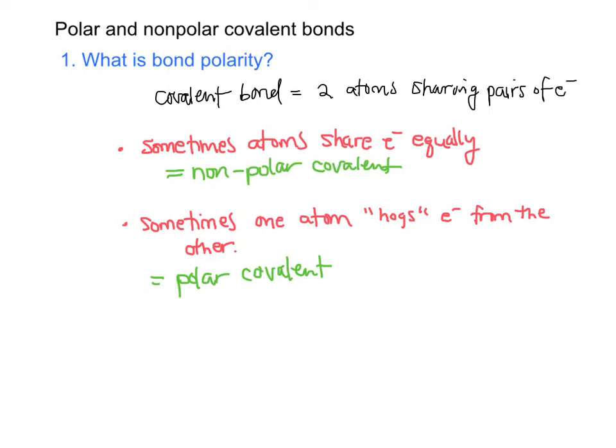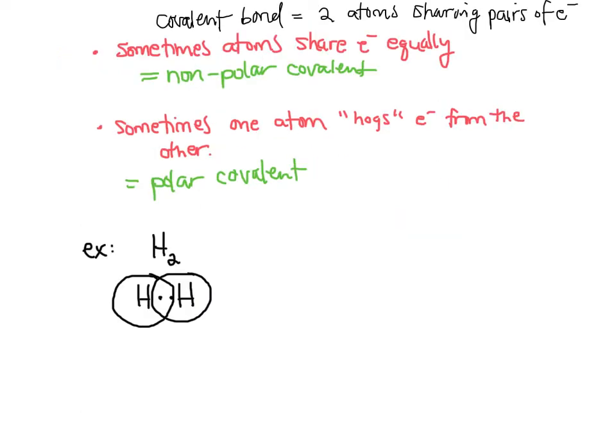So let's talk about some examples of which types of covalent bonds would be considered nonpolar covalent, and then what would be considered polar covalent. Something like H2, or dihydrogen, or hydrogen gas, as we like to call it, is two hydrogen atoms sharing a pair of electrons. That pair of electrons is shared equally between the two hydrogens. So how do we know that it's shared equally? Well, we base this on electronegativity values.